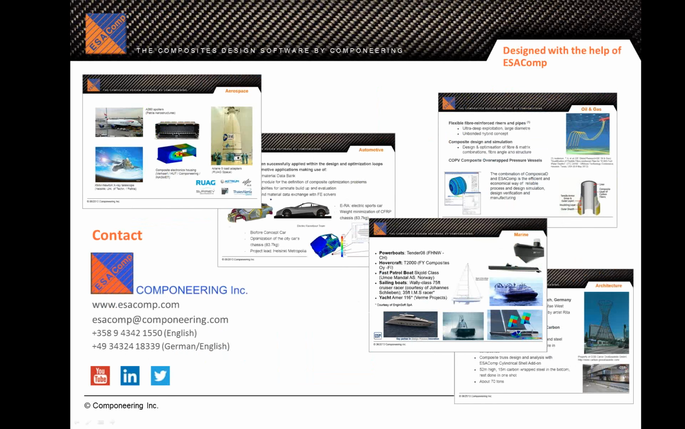here are a few more examples of things that ESAComp has helped design in aerospace, automotive, marine, oil and gas, and civil engineering. From rockets to ice hockey sticks, offshore flexible risers to America's Cup boats and architectural sculptures, you can use ESAComp. Maybe not for the entire structure, certainly looking at concepts, but also details and hotspots before they become a costly or time-consuming headache later in the project.